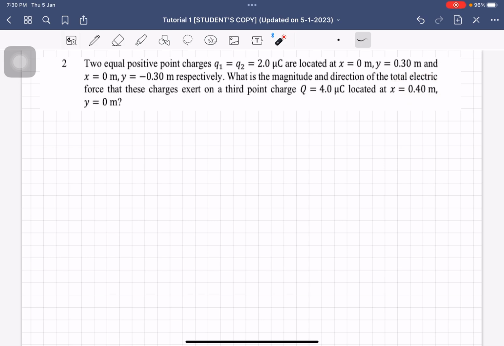So these values here are the coordinates of the charges. So let us try and draw that first. So we have Q1 here, and then here, and then here.